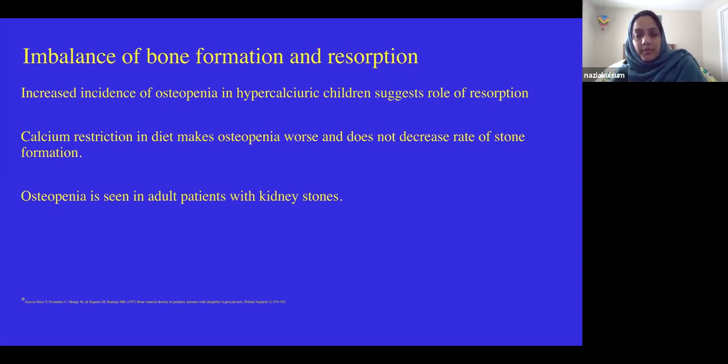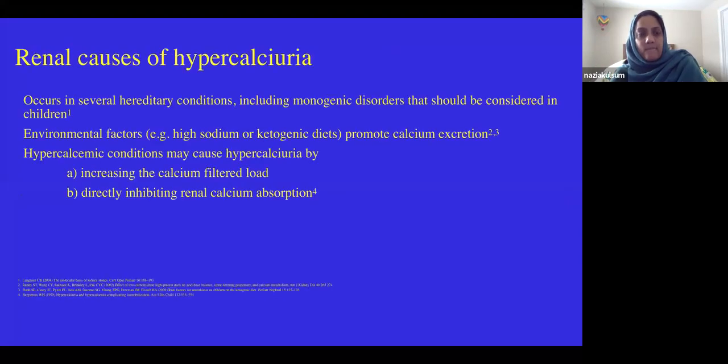And same is true with adults. Adults who have kidney stones, there are studies that show that their bone density is actually much lower and they have a higher risk for fractures. Apart from these causes of high calcium in the urine, there could be other monogenic disorders, where this is inherited. So there could be a familial reason for it.